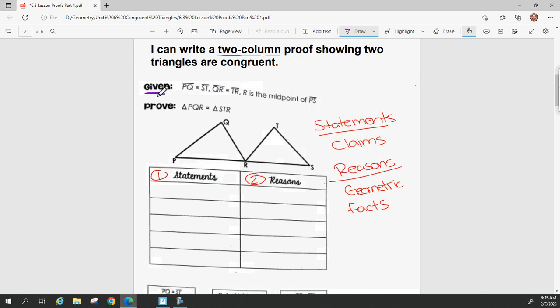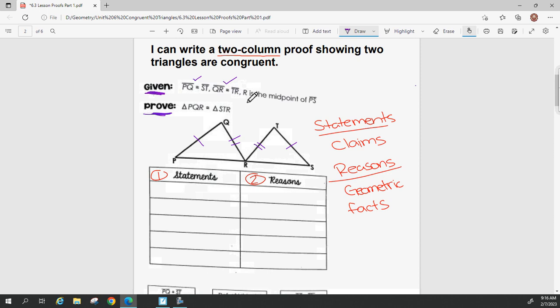We're always given some information, and we're asked to prove something. So we're asked to prove these two triangles are congruent given this information. And this is similar to when we're given a picture and there's some stuff marked on it. So what I'm going to do is mark the stuff that we know. This says that PQ is congruent to ST. So on PQ and ST, I'm going to put 1 mark. And then it says QR is congruent to TR.